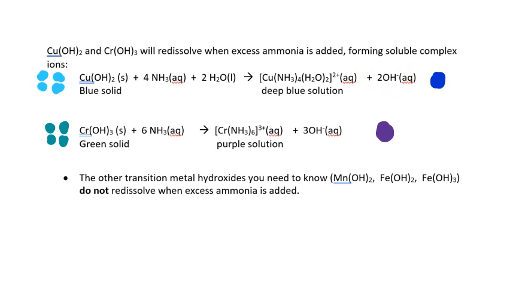And the same story with chromium 3+, that initially you get the hydroxide precipitated, so it's green solid, but again, excess ammonia, it will redissolve. And the difference this time is that all 6 of the ligands in the complex ions are ammonias. So you get Cr(NH3)6 3+, and again you have to learn the colour of that solution, which we saw earlier was purple. The other ones, manganese 2+, iron 2+, and iron 3+, they don't redissolve in excess ammonia, so again nothing more that you need to learn there.